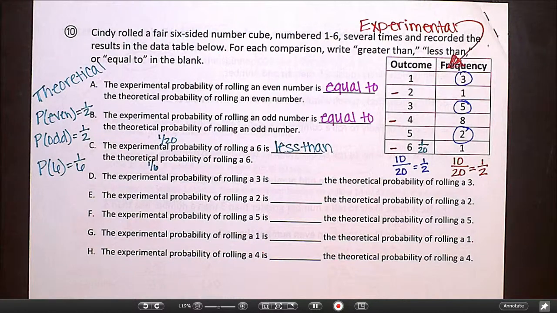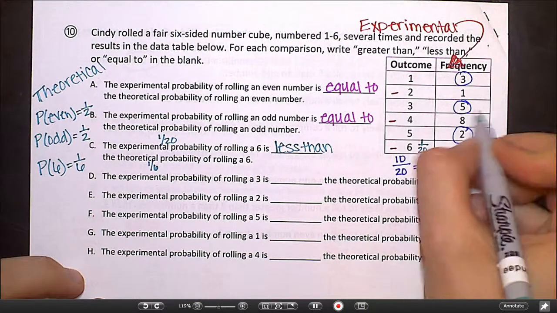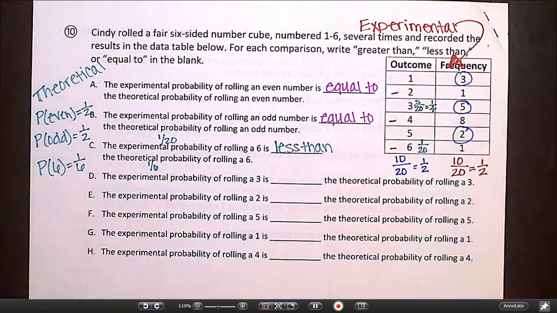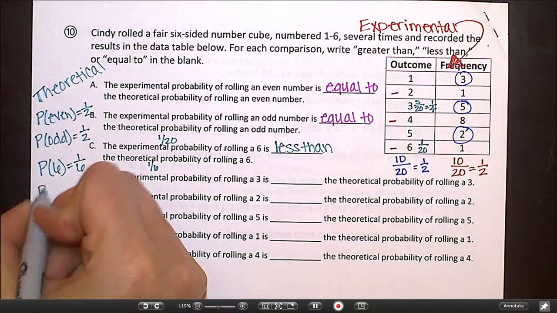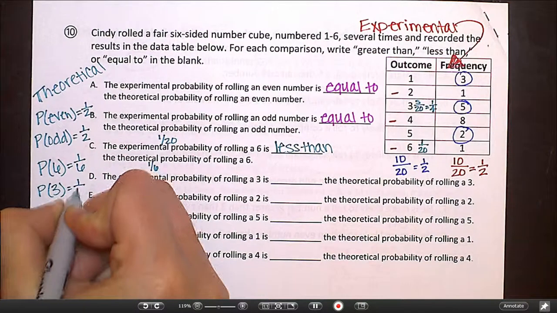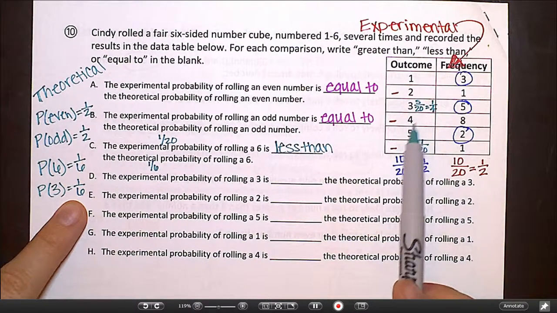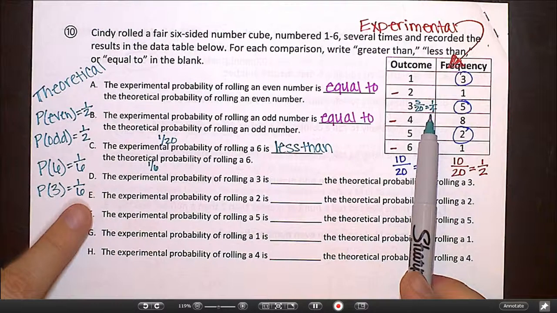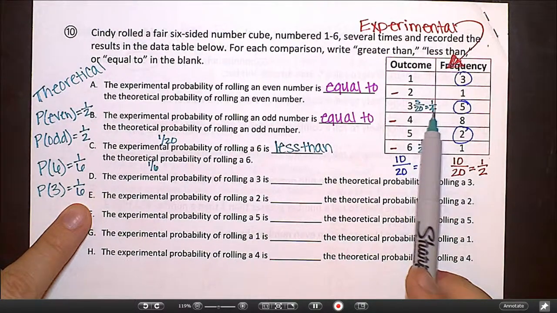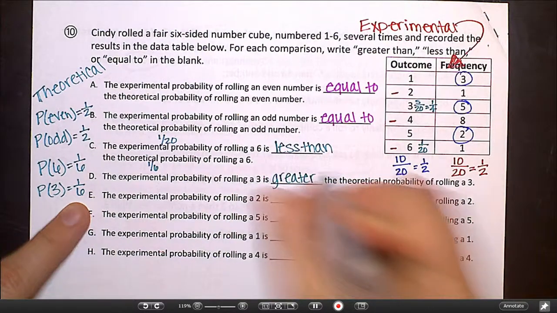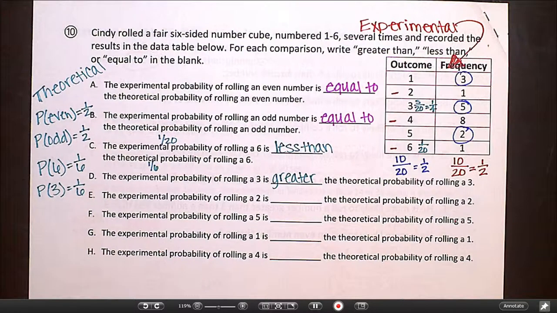Okay, the experimental probability of rolling a 3. Well, the experimental probability of rolling a 3 is 5 out of 20, which is 1/4. And the probability of a 3 theoretically is 1/6. So which one's bigger, 1/6 or 1/4? I'd rather have 1/4 of a pie than 1/6 of a pie. So experimental is bigger in this case. Okay, so it's greater than the theoretical probability.